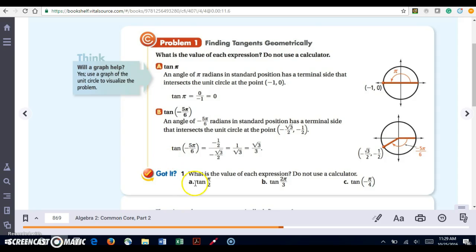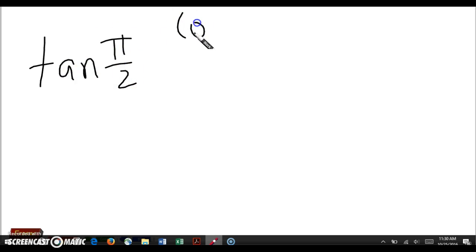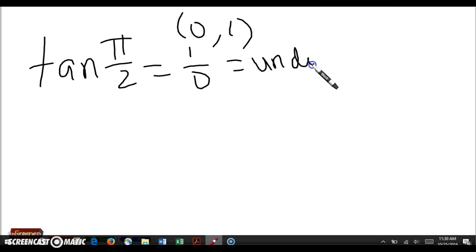All right, let's do it on our own. It says, what is the value of each expression? Do not use a calculator. No, we won't. We will use our unit circle. And so tan of pi over 2. Let's look at it. Pi over 2 is right here, and I have 0, 1. You know the point is at 0, 1. So that's going to give me 1 over 0. And so that is undefined.